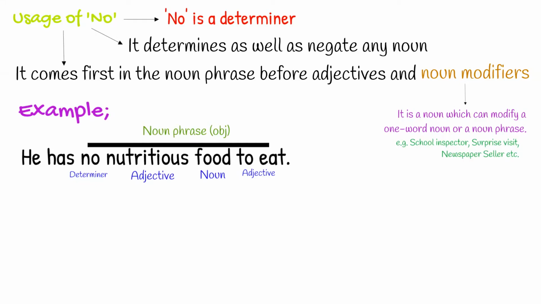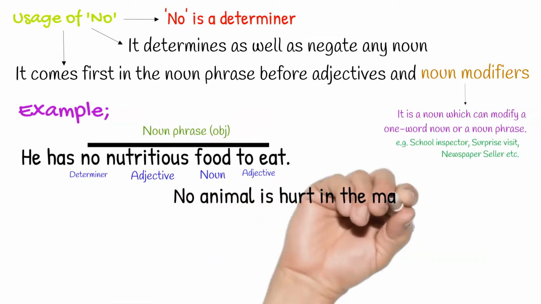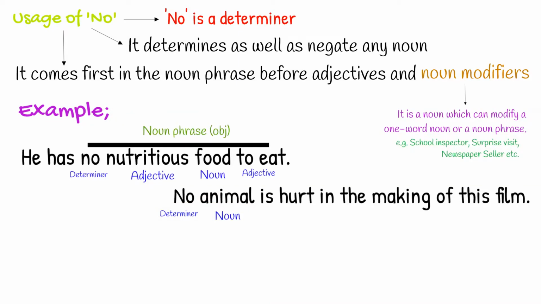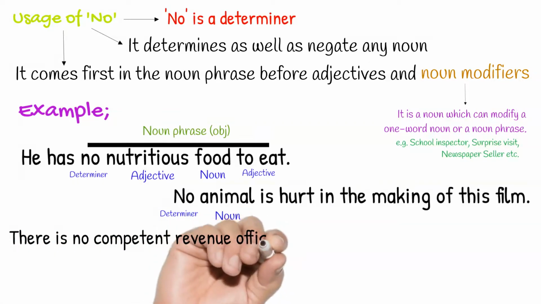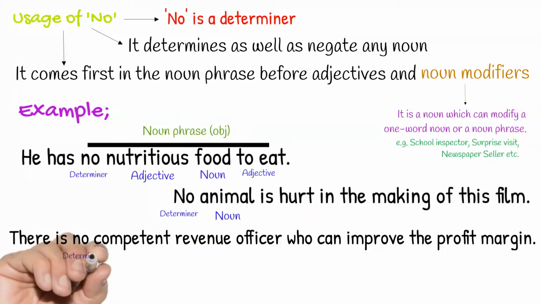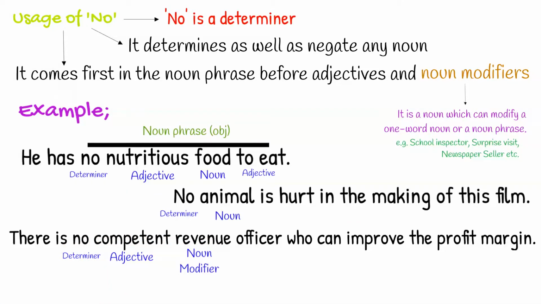Next. No animal is hurt in the making of this film. Here, no determines the subject, animal, and is placed before it to negate it. This sentence is negative. Next. There is no competent revenue officer who can improve the profit margin. Here, no determines the subject, officer, and it is placed before the adjective, competent, and the noun modifier, revenue. This is a negative sentence.